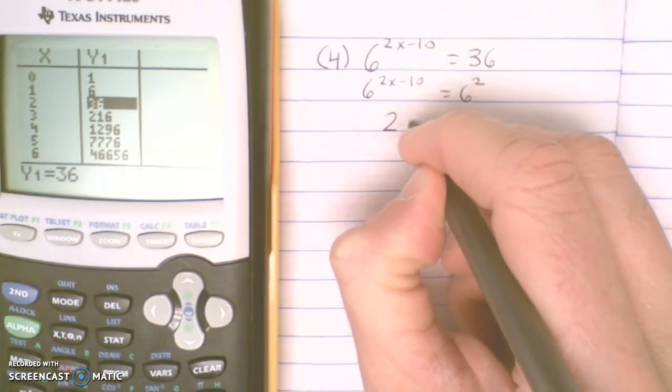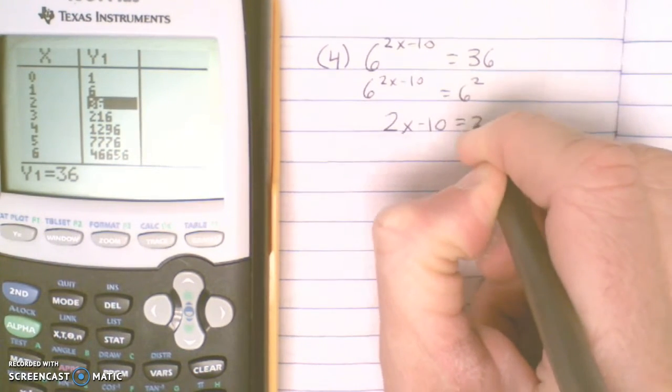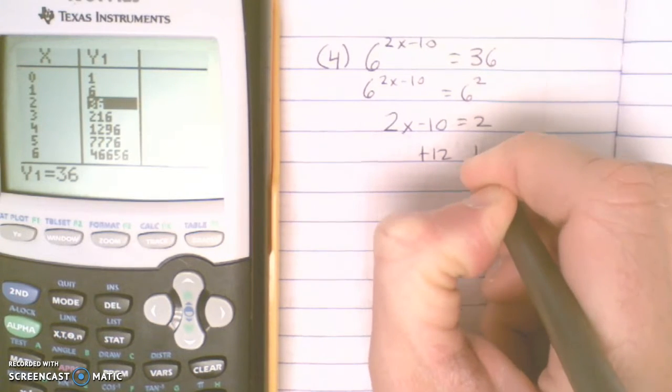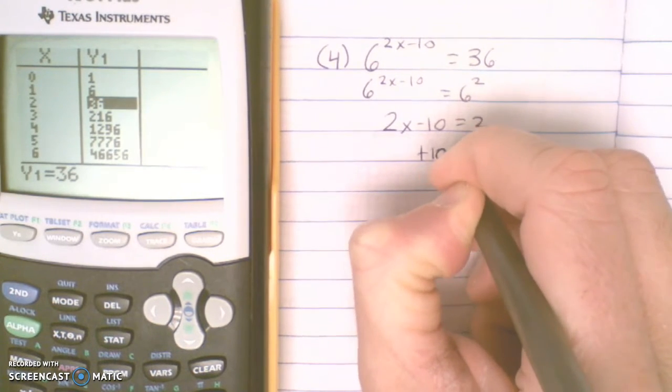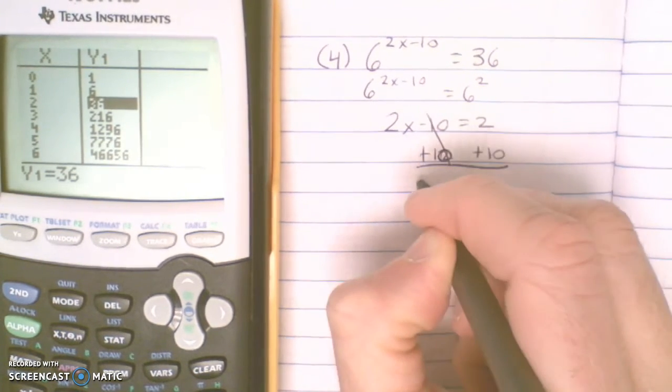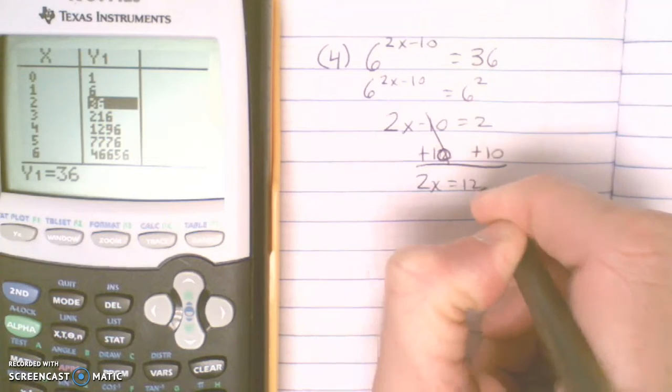I can solve like normal, make the exponents equal to each other, and then divide.